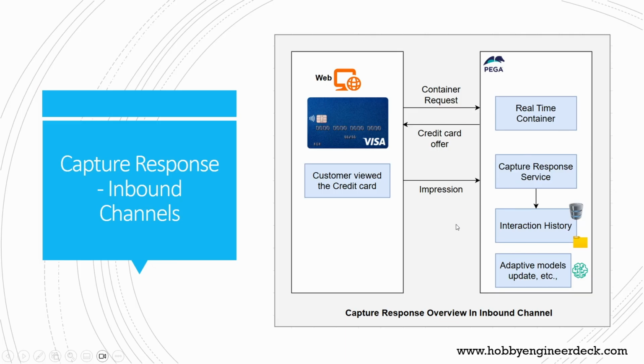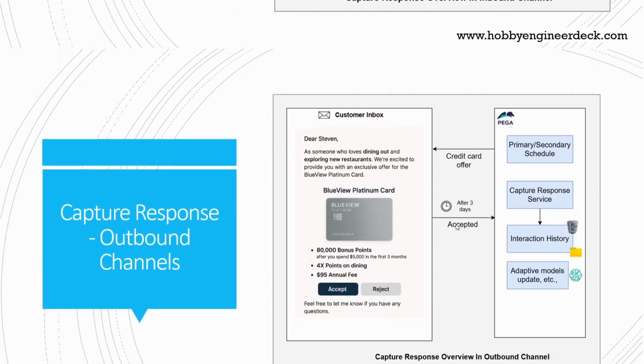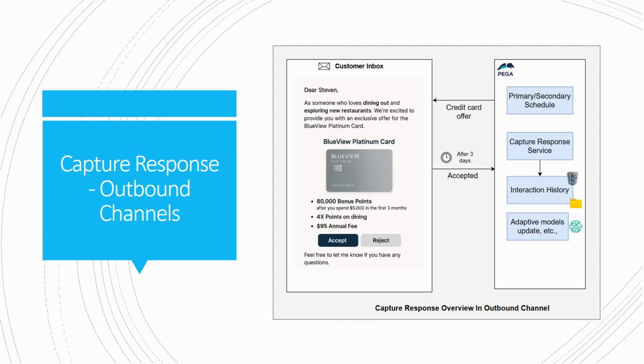Okay. Now this is not only in the inbound channels, it also works for outbound channels. For example, in Pega, we generally use a primary or secondary schedule to run a batch, which is called batch decisioning. The result of the batch decisioning will be the offers, and those offers will be sent to the customers in the form of email, push message, or something else, right? In this case, we consider email as an example.